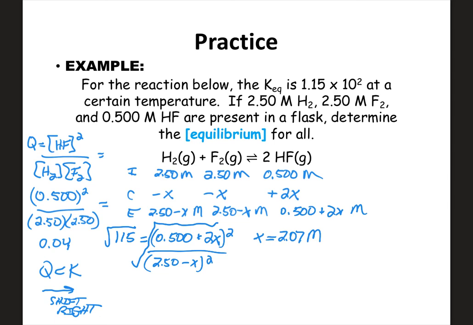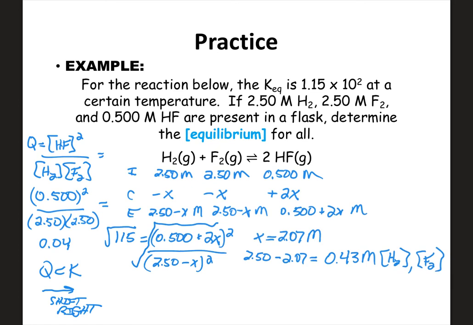Now, again, you have to plug that into your table here in order to get the actual values for each of these substances at equilibrium. So we know we're going to have 2.50 minus 2.07 for each of your reactants. So that's going to be 0.43 molar. That will be the concentration here of the H2 and the concentration of the F2.